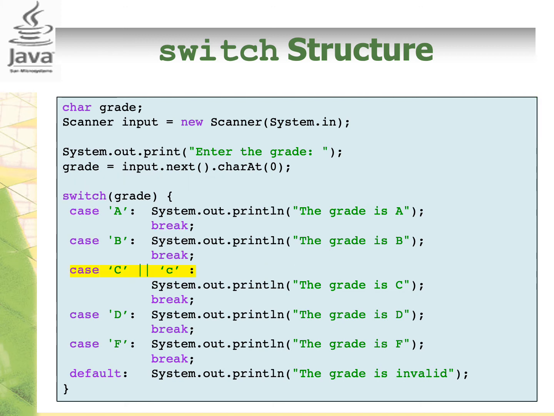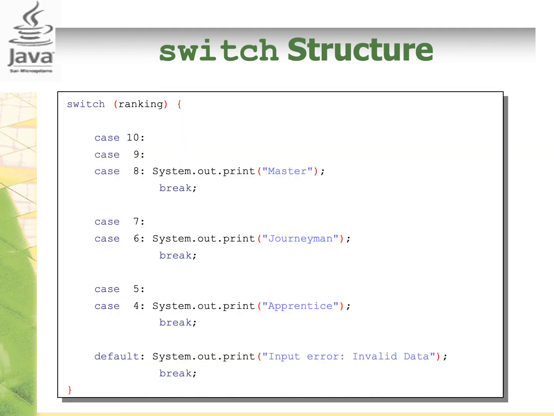What about logical operators? Can we use them? For example, can we write it as case capital letter C or small letter c? Is this valid? This is invalid. In switch case, we cannot use logical operators. In the previous slide, we have seen that we can have case small letter c and case capital letter C. The same goes for numbers. Say that for the ranking values 8, 9, and 10, we want to display the word master. We can have case 10, case 9, and case 8. That means we don't have to repeatedly write System.out.print master at all of the three cases.